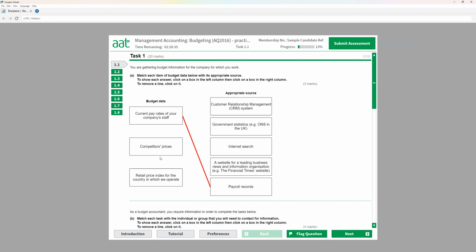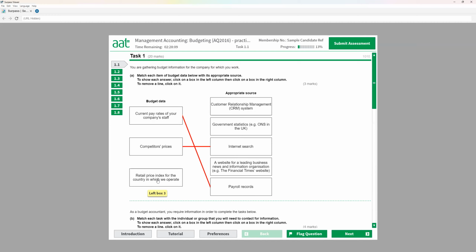Competitor price. If I would like to know the competitor price, how other people are selling, for example, if I want to know how much a bag of tomatoes sells for in Tesco and how much the same bag of tomatoes sells for in Asda or Sainsbury, I can basically do some internet search. So I can look online to find out the competitor price. So it's the internet search.